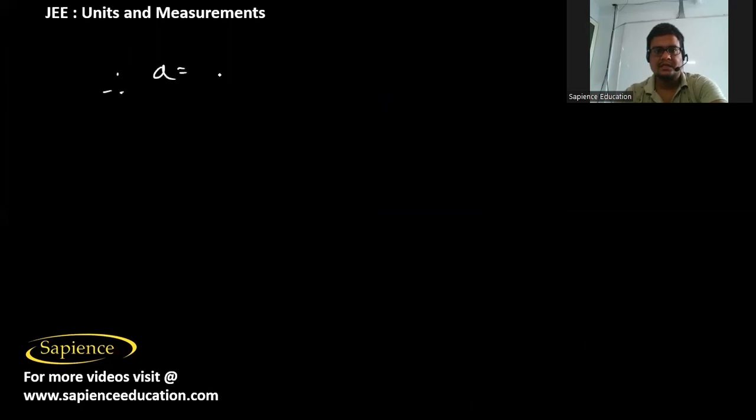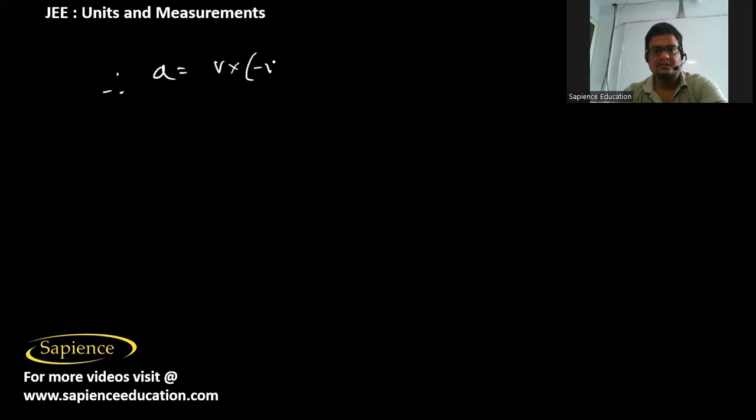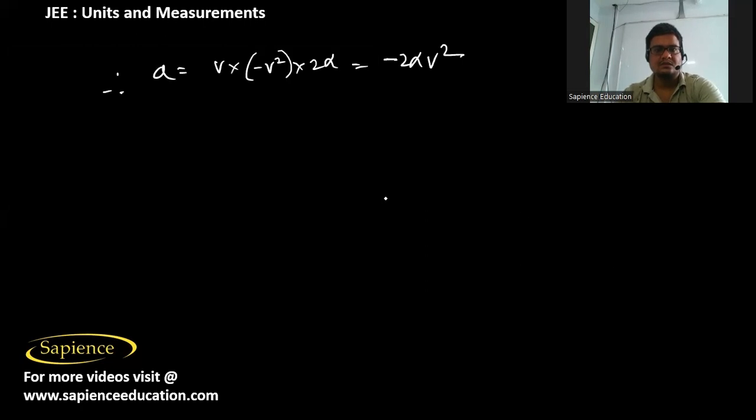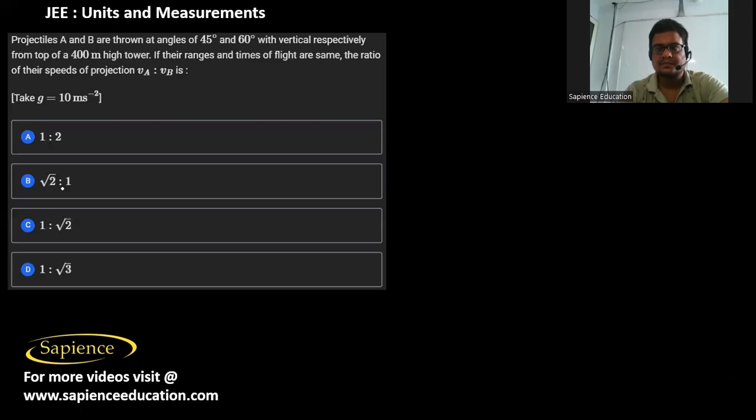Therefore, we can see that acceleration equals v into minus v square into 2 alpha. So acceleration is v into v square, that is v cube, minus 2 alpha v cube. So option C is the correct answer.